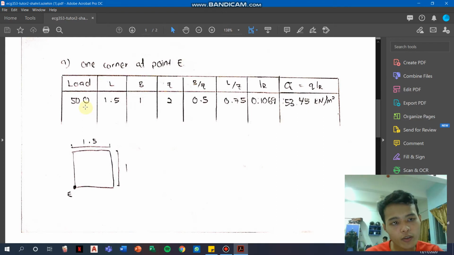The load is 500 kilonewton. The length of this rectangular is 1.5 meter, the breadth is 1 meter, and the depth is 2 meter. We can find B over Z as 0.5 and L over Z as 0.75 by computing this equation. From the output, we can find the IR for point E.